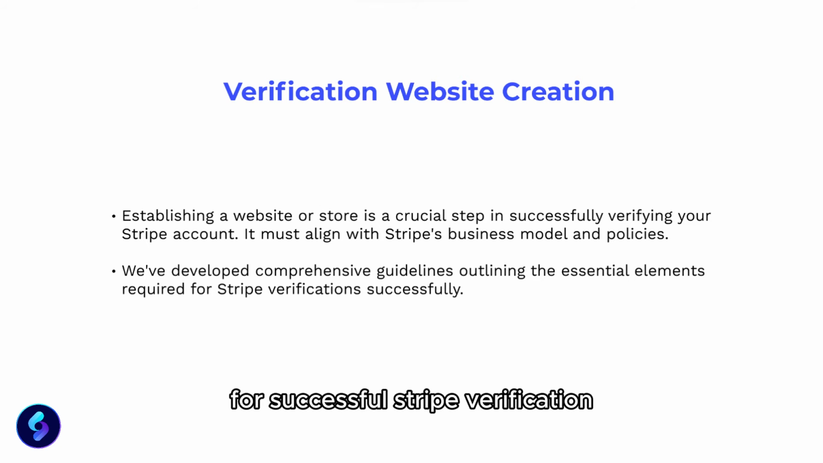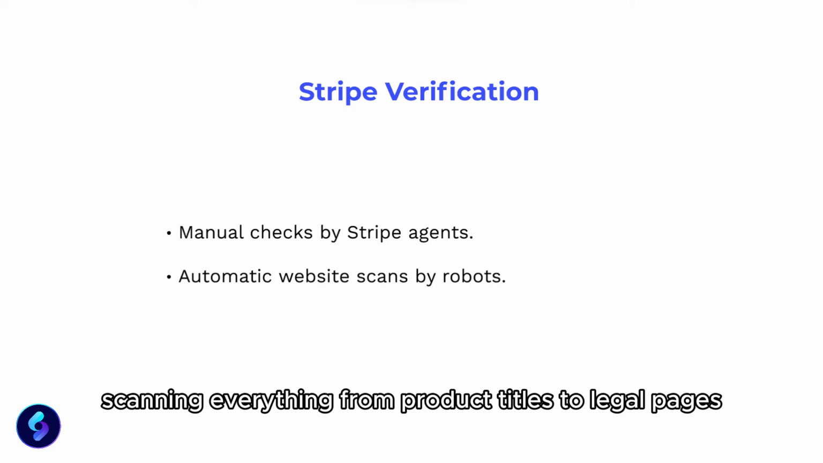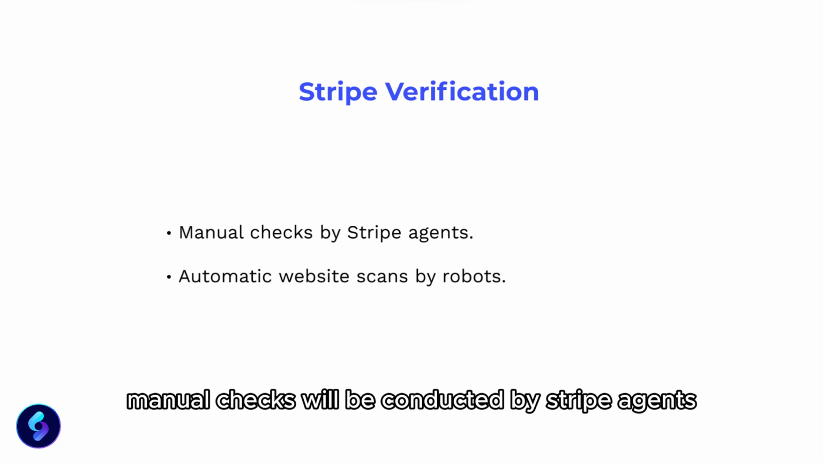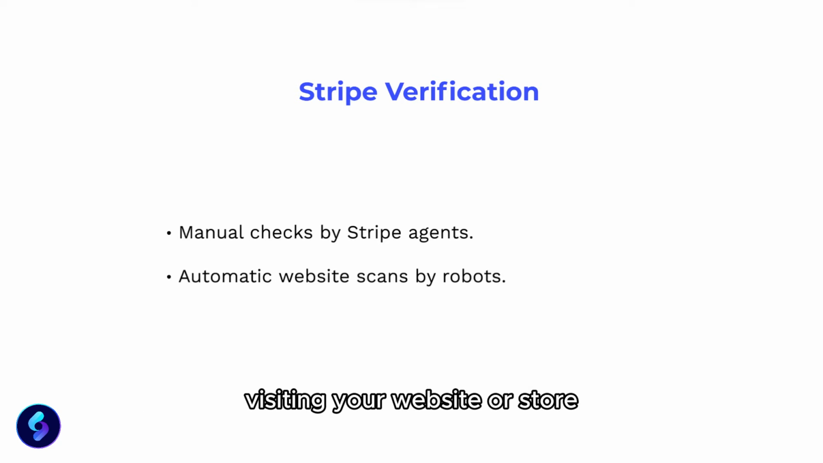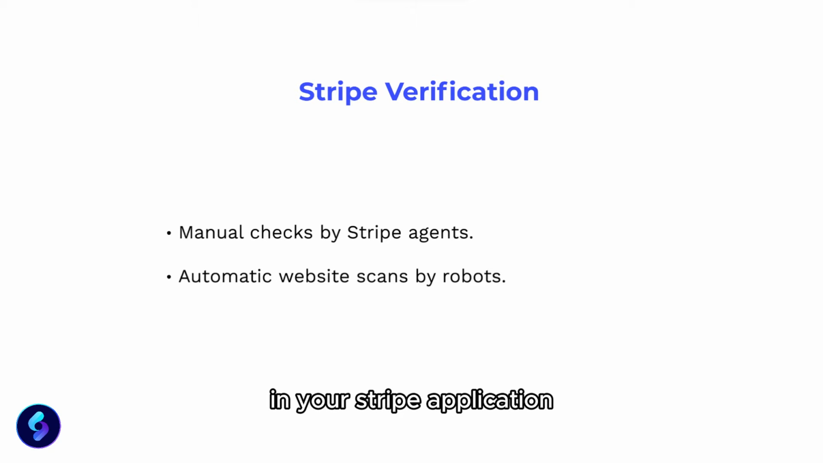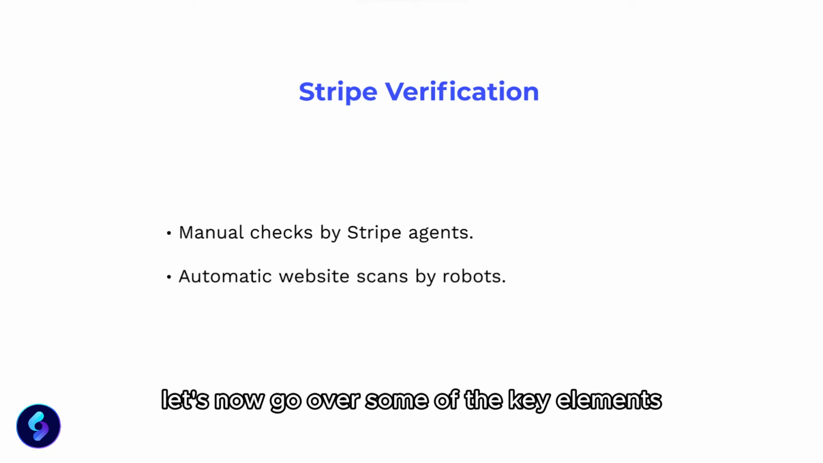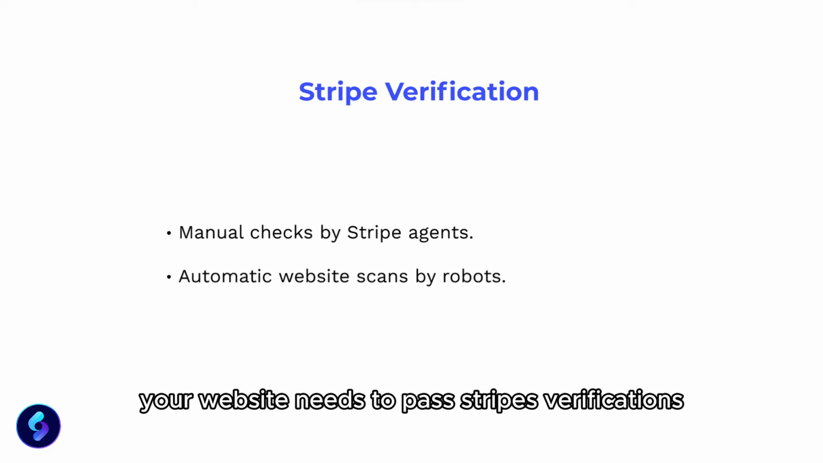Stripe verification. Stripe's robots will systematically check your website, scanning everything from product titles to legal pages. Additionally, manual checks will be conducted by Stripe agents visiting your website or store to ensure it aligns with their standards and the information you provided in your Stripe application. For our students, you will find the full checklist in the course. Let's now go over some of the key elements your website needs to pass Stripe's verifications.